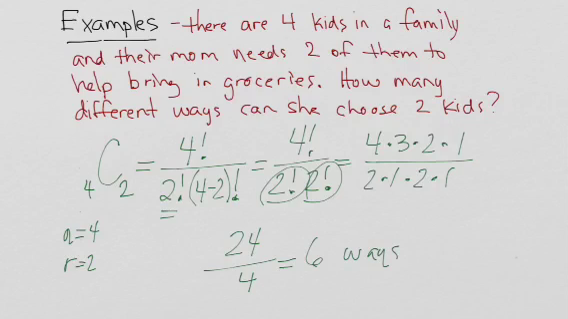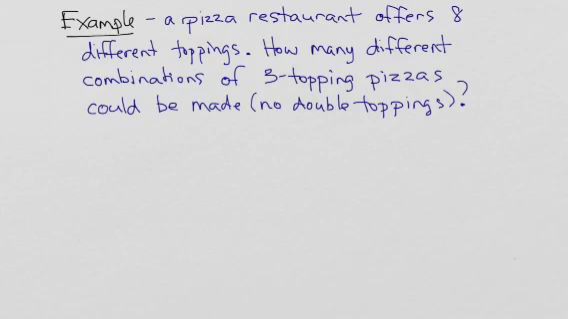There are 6 different ways that the mother can choose 2 kids to help her. 6 different combinations. Well, let's try one more. A pizza restaurant offers 8 different toppings. How many different combinations of 3-topping pizzas could be made?